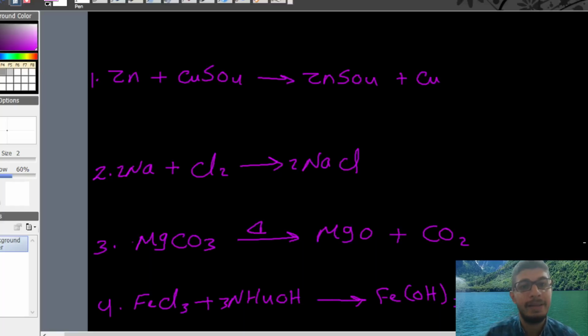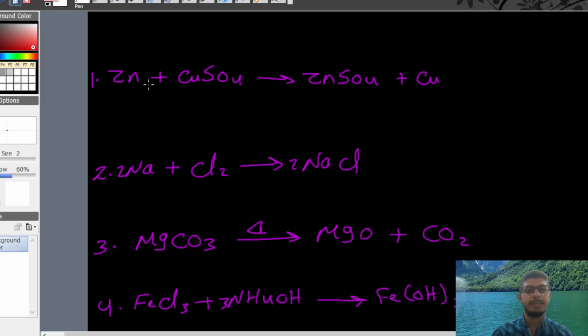So, welcome back. In this video, we are going to determine the reducing agent and the oxidizing agent from the following equations. In order to do this, we have to identify first which species is oxidized and which species is reduced. This could be done by determining the oxidation state of each element in the equation, right?